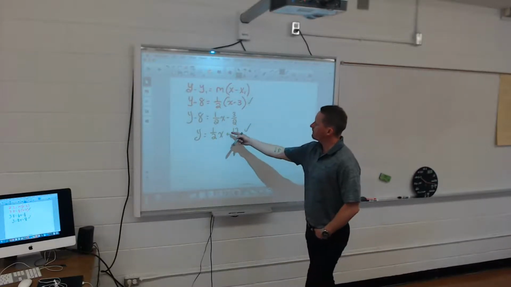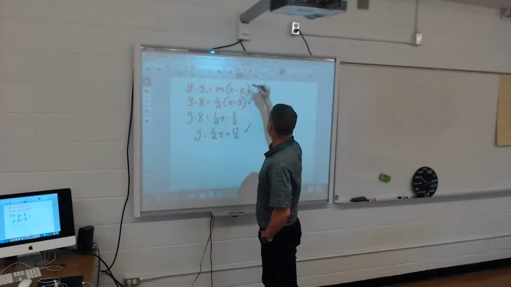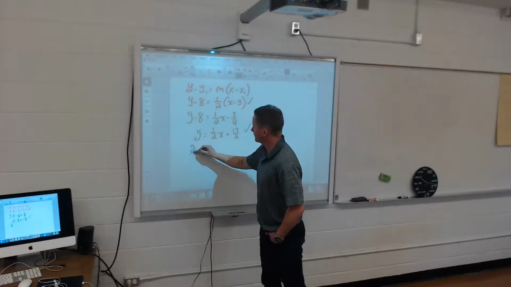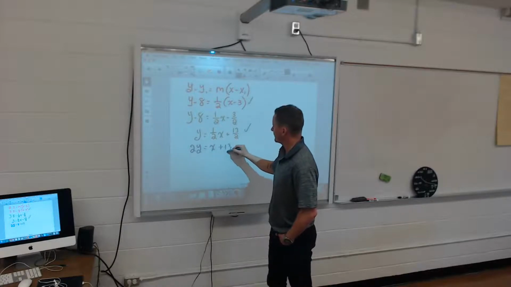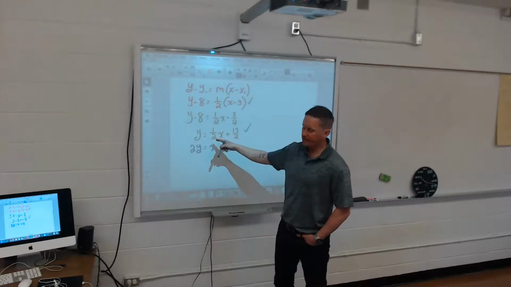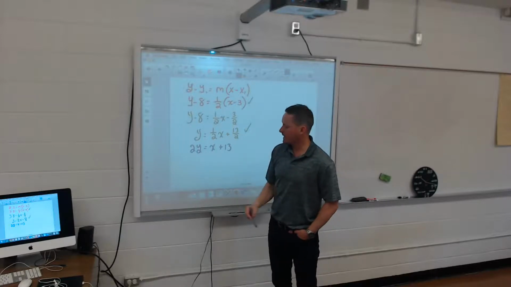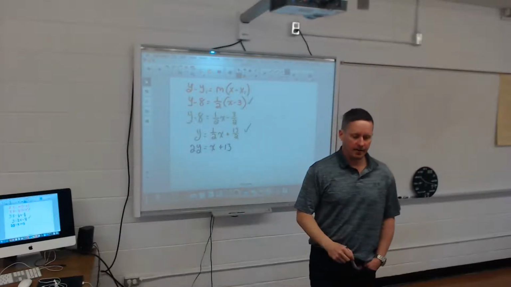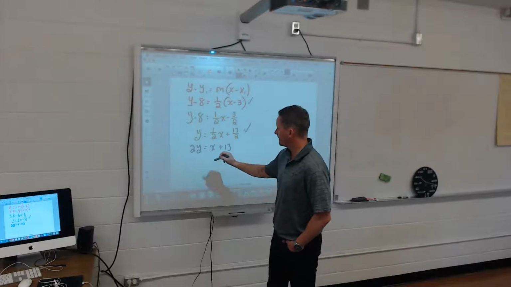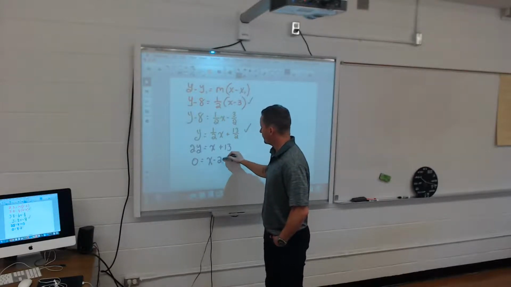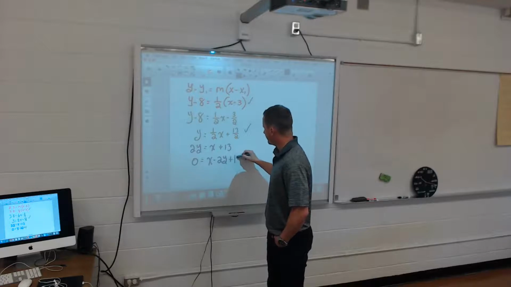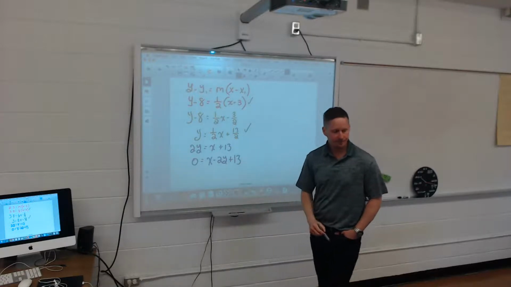So I'm going to multiply everything by 2 here. That gives me 2y equals x plus 13, because when I multiply this by 2 and this by 2, that cancels out the half. Now to get it into general form, 0 equals x minus 2y add 13.